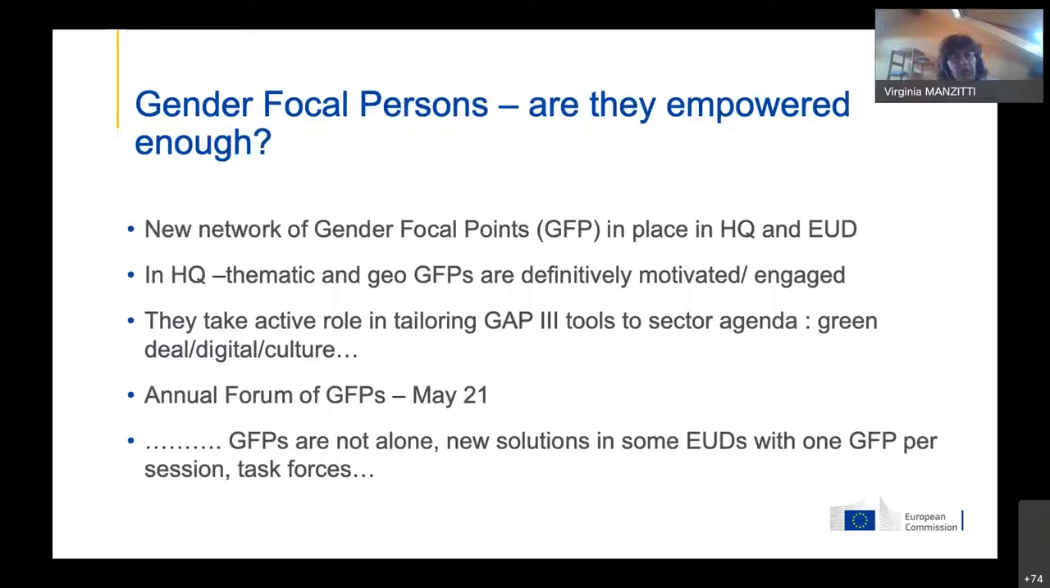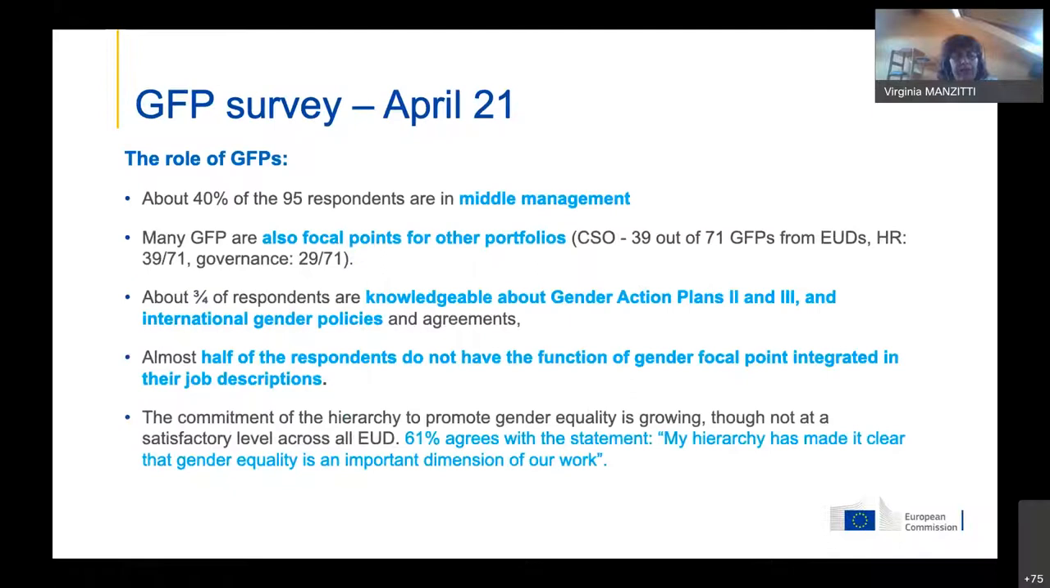We had a very interesting forum recently for all gender, not only gender focal persons, but also human rights focal persons, just a few days ago. And we see that in many delegations, interestingly, new options are popping up. So there are delegations where there is no more one gender focal person, there are more than one sitting in all sections. There are task forces. And to understand a bit more how it's going, we did a survey, next slide, to have a sort of baseline on where we are with this function.